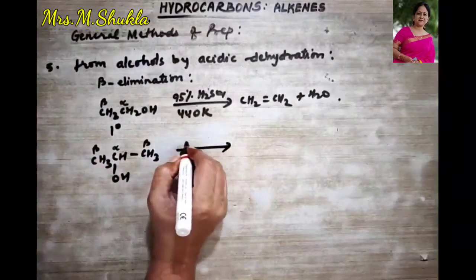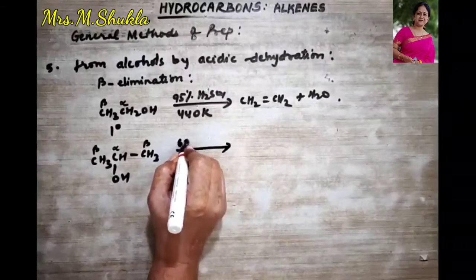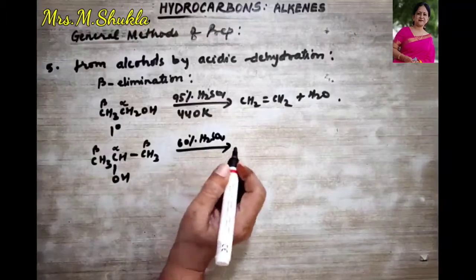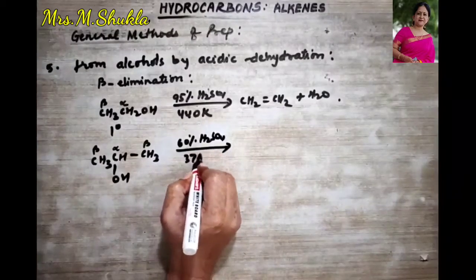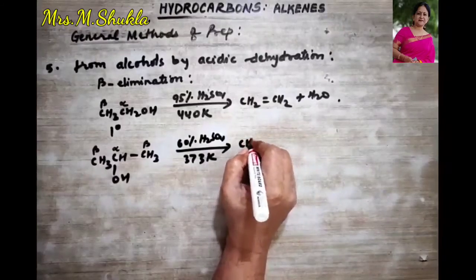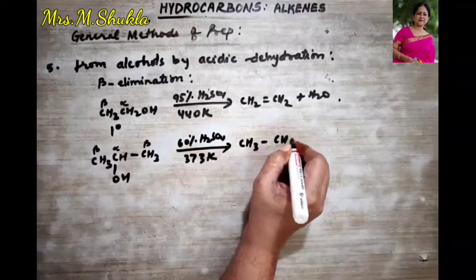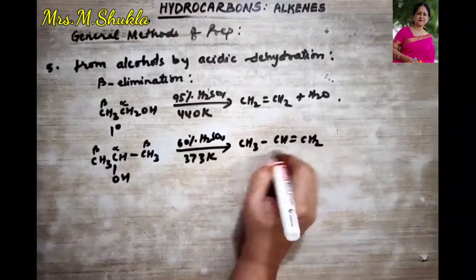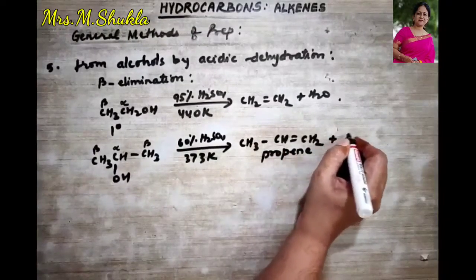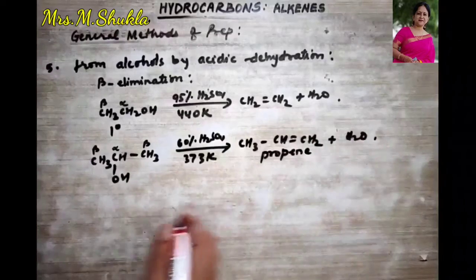So over here at 60% H2SO4 and 373 Kelvin should be the temperature, then we obtain CH3, CH double bond, CH2. What is this? This is called propene, and water is formed.